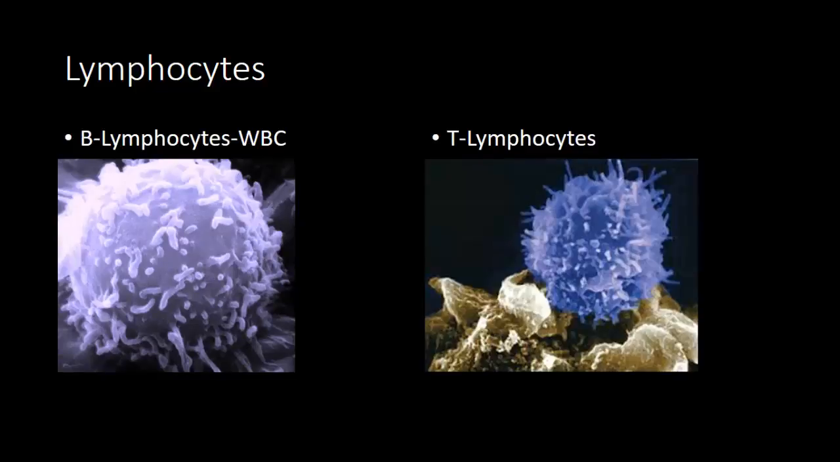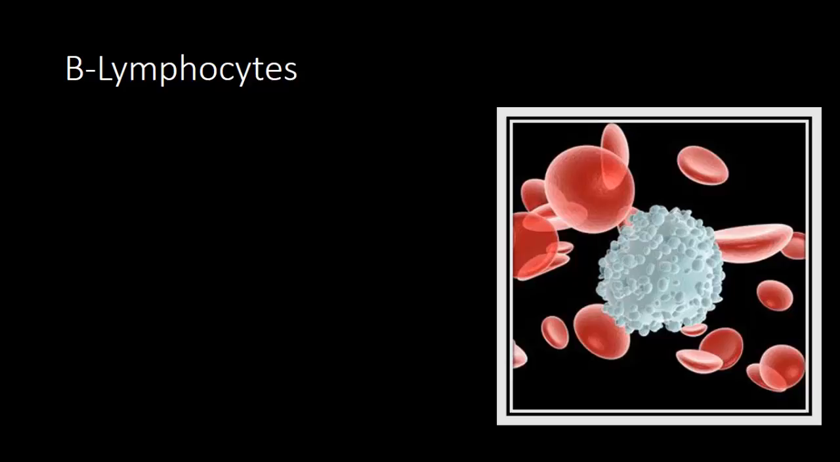There are two types of lymphocytes. There are B lymphocytes and T lymphocytes. These are also known as B cells and T cells. We will talk about the T lymphocytes in another section. Today we will focus on the B lymphocytes.